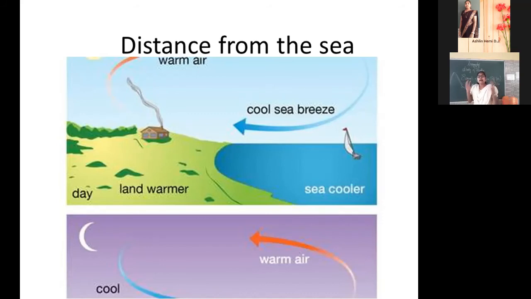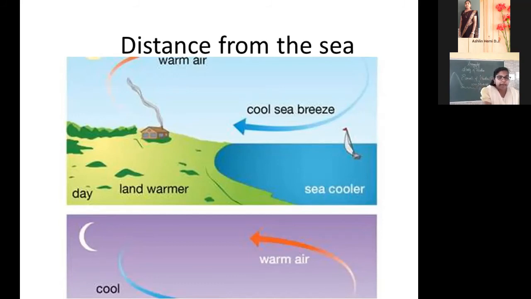And this mild climate is called maritime climate. Maritime climate means the mild climate we are experiencing. Then people who are away from coastal areas experience a different climate. It is called continental climate. Underline continental climate.